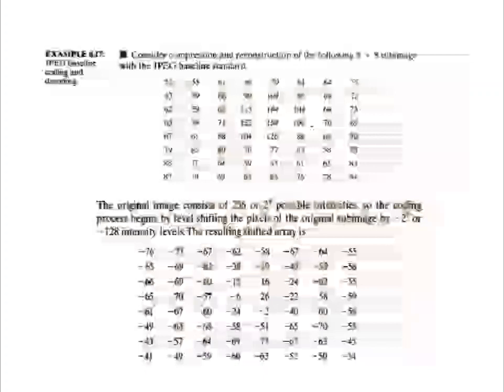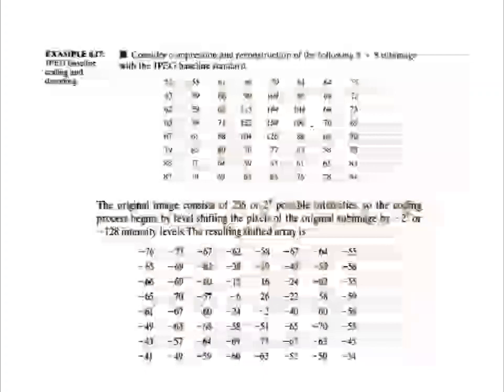Let us consider an example of JPEG baseline coding and decoding. Consider the compression and reconstruction of an 8x8 sample image with the JPEG baseline standard. First, the original image consists of 256, or 2^8, possible intensities, so the coding process begins by level shifting the pixels of the original sample image by minus 2^7, or minus 128, intensity levels. The resulting shifted array is as follows.